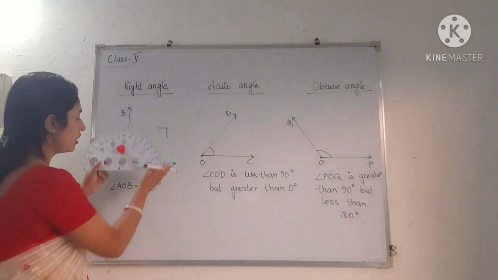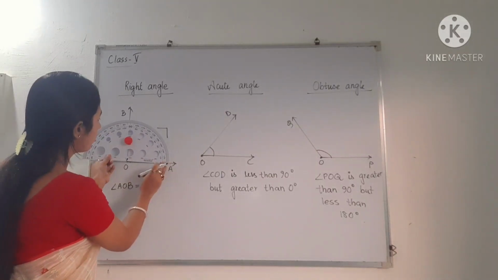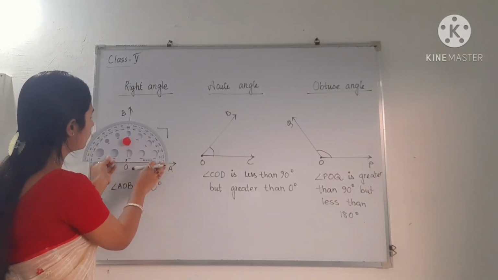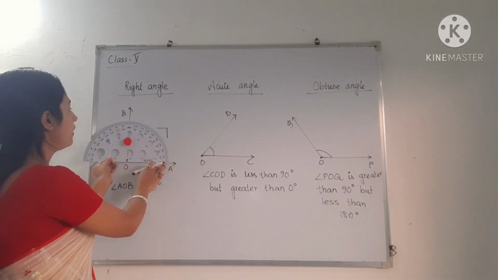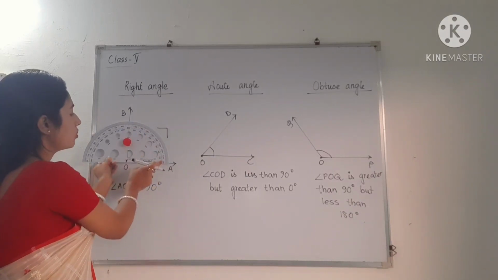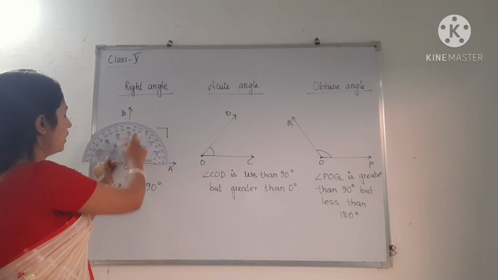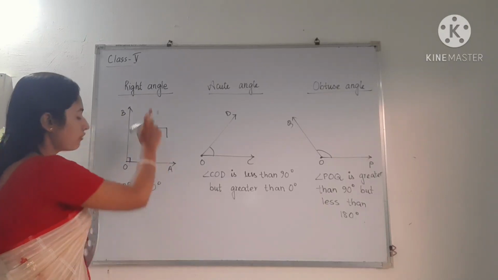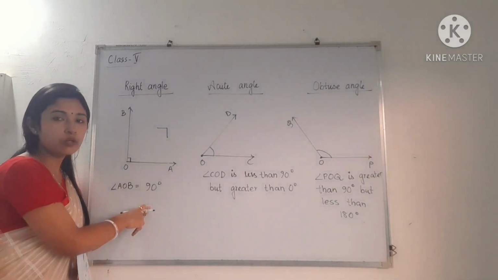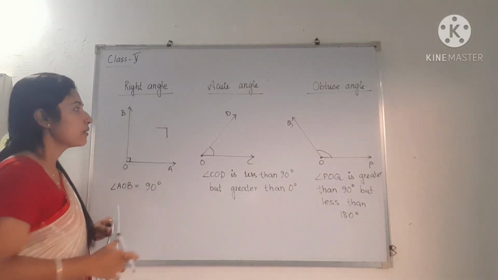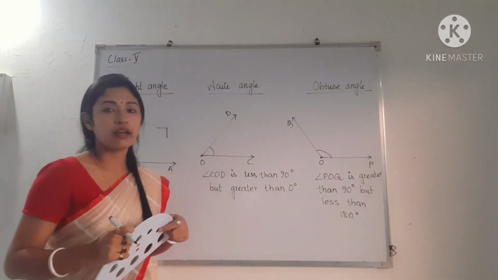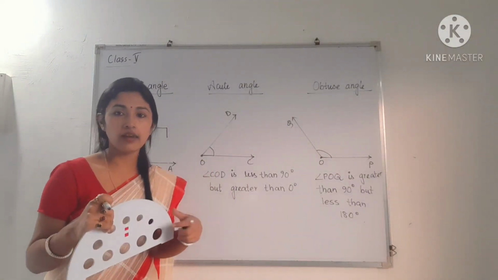So here see the measurement of right angle is what? 90 degree, because here our 0 degree will be placed. This 0 degree will be placed here, and this is 0, then 10, 20, 30, 40, 50, 60, 70, 80. This will be what? 90 degree. So the measure of right angle is equal to 90 degree.